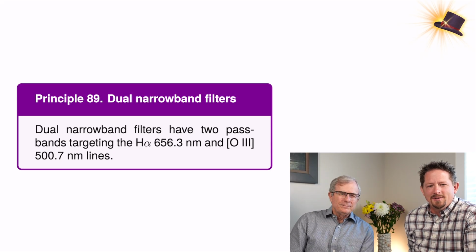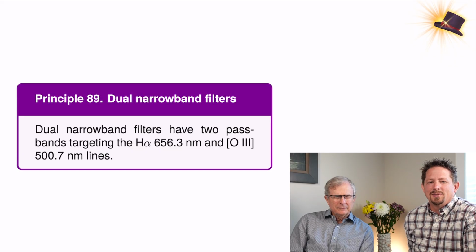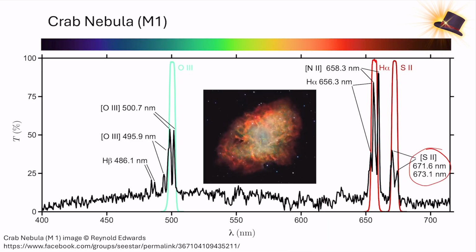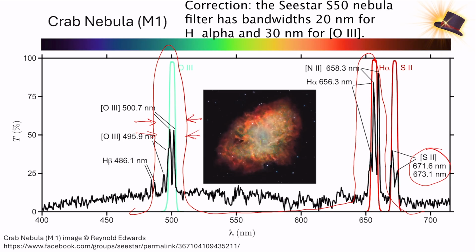Yeah. All right. Principle 89, dual narrowband filters. Dual narrowband filters have two pass bands, targeting the hydrogen alpha and the oxygen 3 lines. Yeah, so the spectrum might look something like this, come down to 0, and then target this one up here. You can get it with different bandwidths. I think the C-star dual band, they call it a nebula filter in the C-star, I think it has a bandwidth of something like 10 nanometers or 15 nanometers wide for each of the lines.